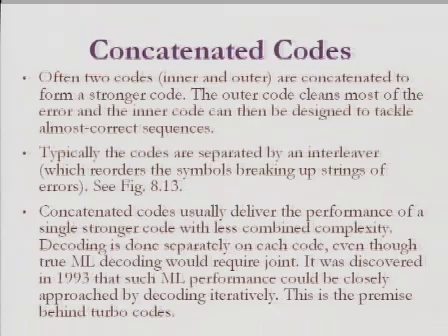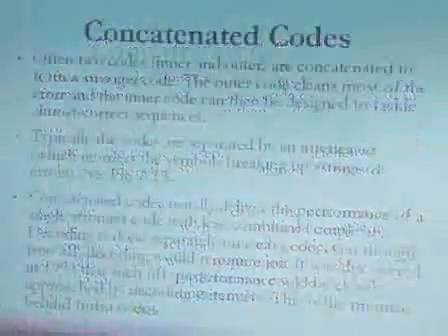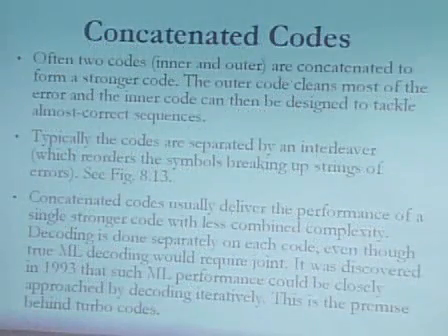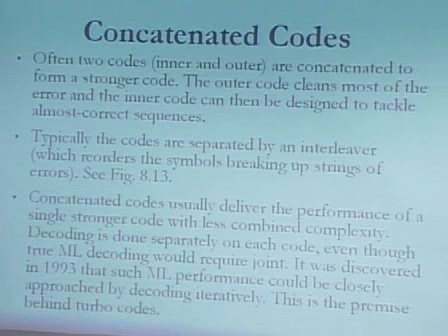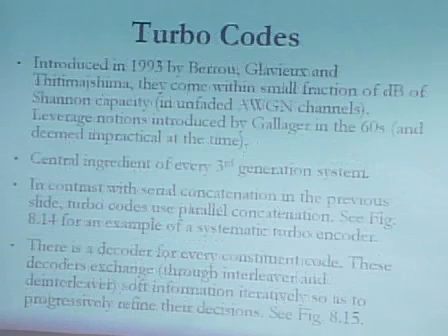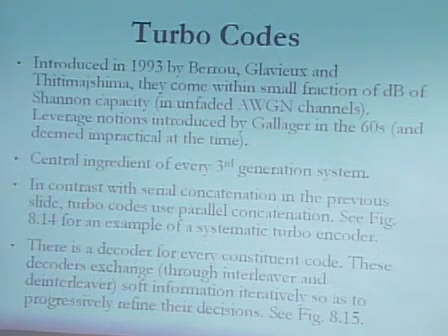In fact, it was discovered in 1993, just 12 or 13 years ago, that doing iterative decoding was actually very close to optimal. This is the premise behind turbo codes, which are the latest rage in coding. So let's talk about turbo codes.